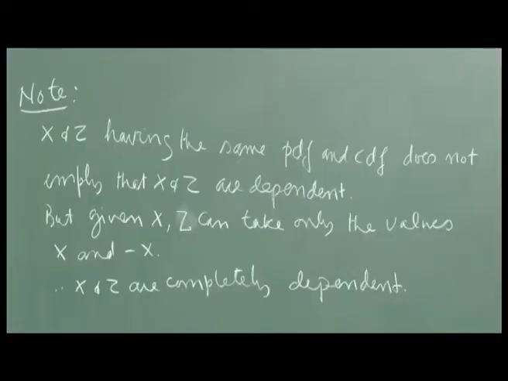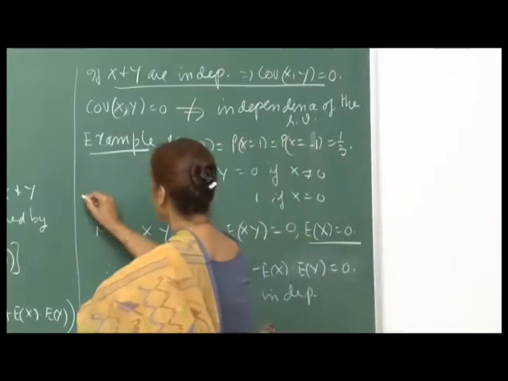See, X and Z having the same PDF and CDF does not imply that X and Z are independent, but we see here that given X, Z can only take the values X and minus X. We have just seen this, and therefore X and Z are completely dependent, because what will be the expectation of X?